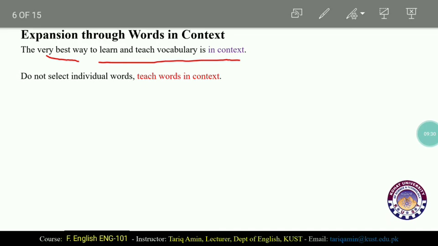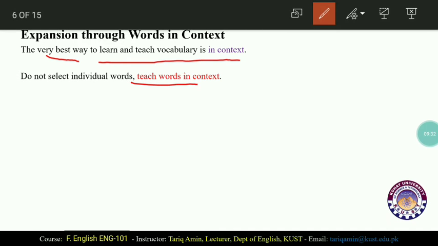Do not select individual words. Teach words in context. It means that if you are using another strategy, for example, you have made a list of 100 difficult words, and you tell your students to memorize these 100 words. Some students might not be able to memorize them, but some students will still be able to memorize them.